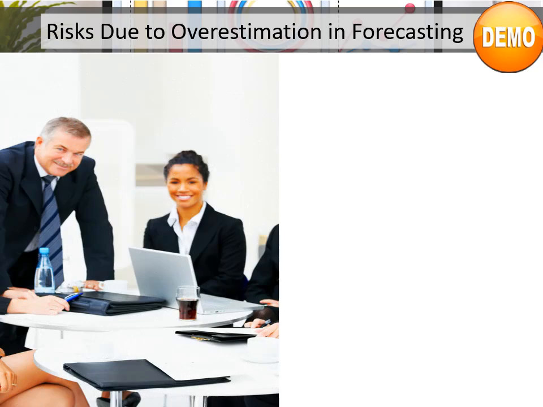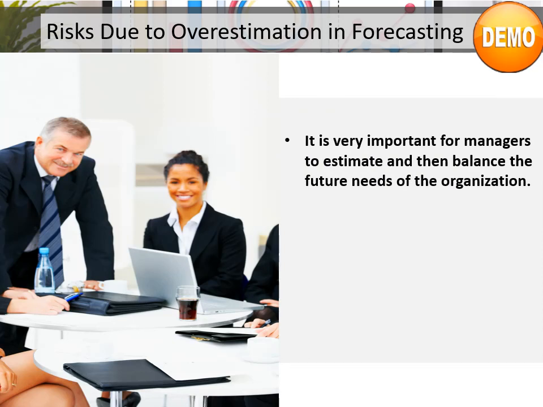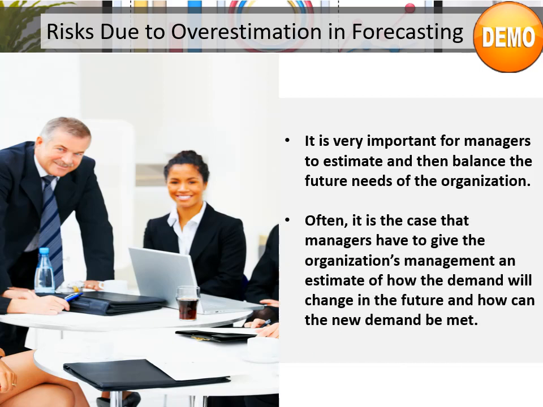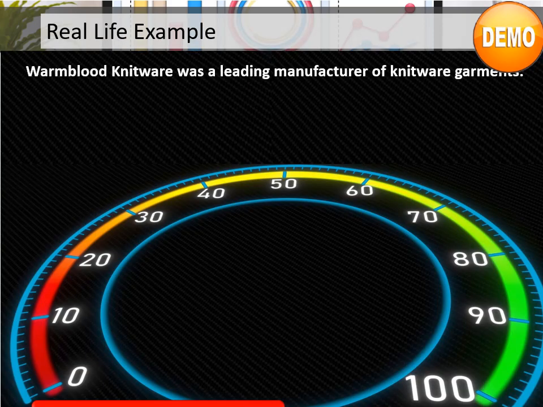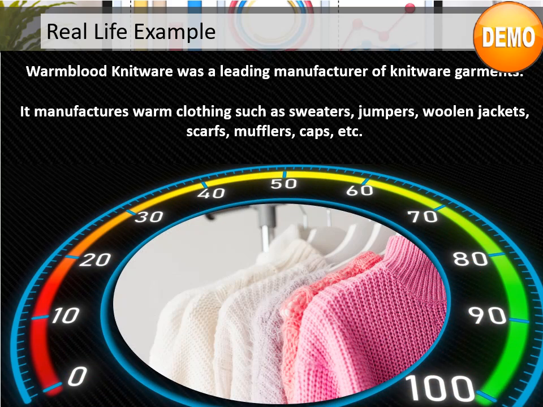Let's look at the risks due to overestimation in forecasting. It is very important for managers to estimate and then balance the future needs of the organization. Often it is the case that managers have to give the organization's management an estimate of how the demand will change in the future and how the new demand can be met. Warm Blood Knitwear was a leading manufacturer of knitwear garments. It manufactures warm clothing such as sweaters, jumpers, woolen jackets, scarves, mufflers, caps, etc.